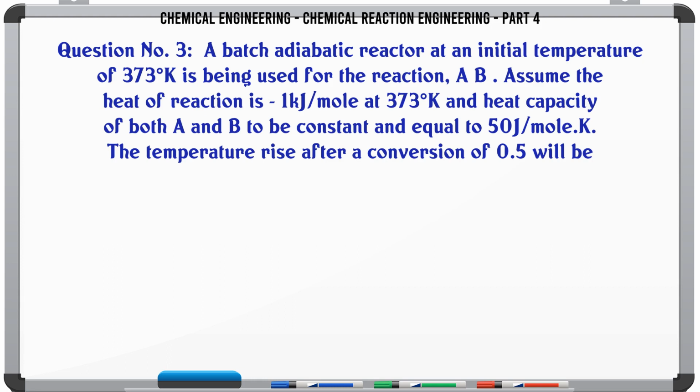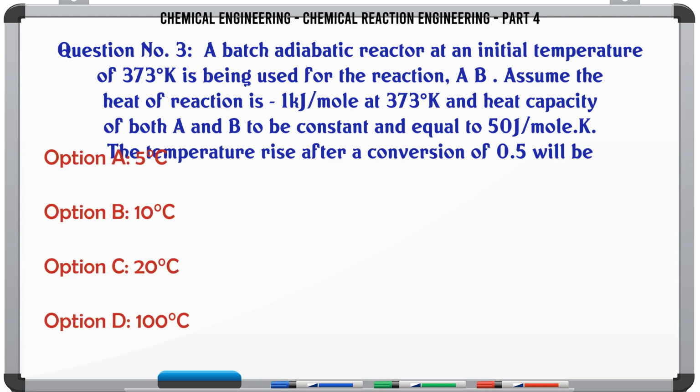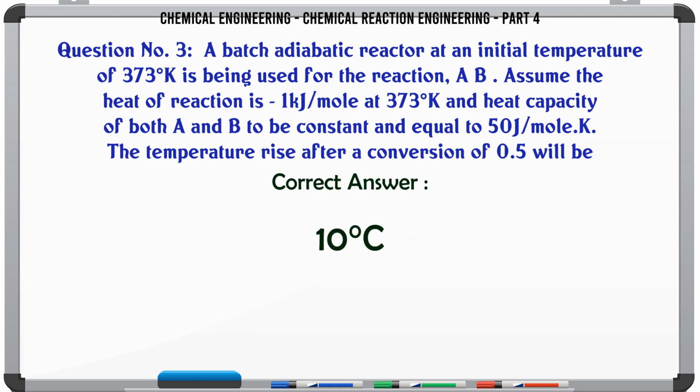A batch adiabatic reactor at an initial temperature of 373 K is being used for the reaction A → B. Assume the heat of reaction is 1 kJ/mol at 373 K and heat capacity of both A and B to be constant and equal to 50 J/mol.K. The temperature rise after a conversion of 0.5 will be A. 5°C, B. 10°C, C. 20°C, D. 100°C. The correct answer is 10°C.